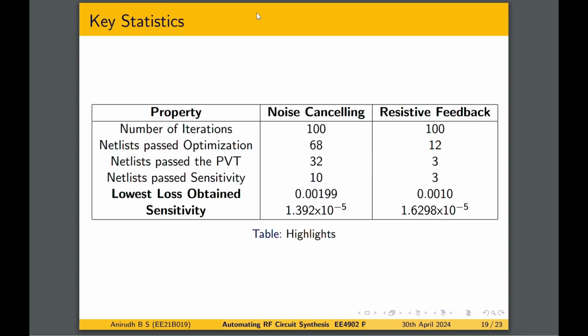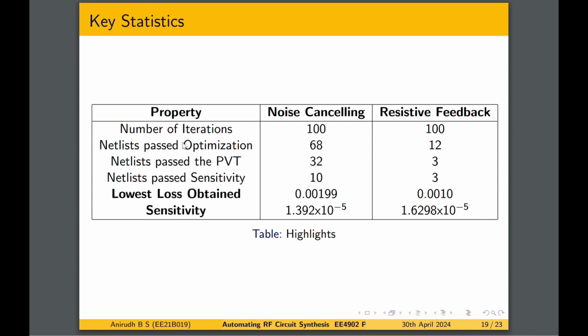Statistics that were obtained. Both the netlists were run for 100 iterations. The number of netlists that passed the initial gradient descent and satisfied the loss below that certain threshold in the noise cancelling case was 68 netlists, and in the resistive feedback it was 12 netlists. The bound was more stringent in the resistive feedback netlist, as you can see, and the number of netlists that passed the PVT variations in the noise cancelling LNA was around 32, and in the resistive feedback it was 3.